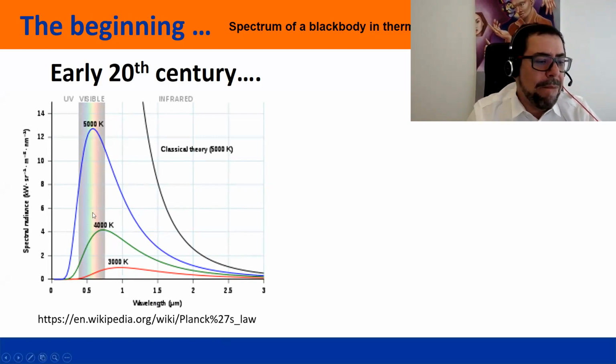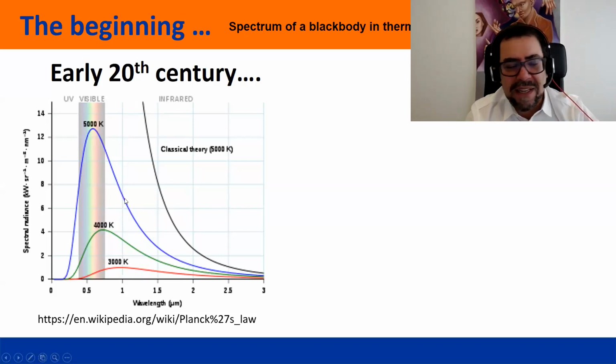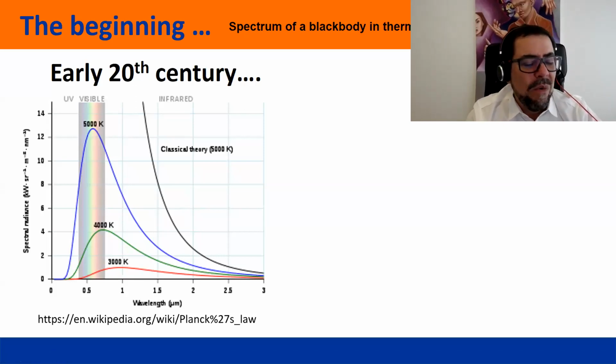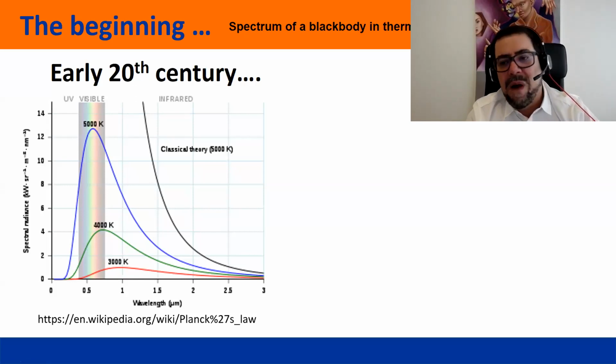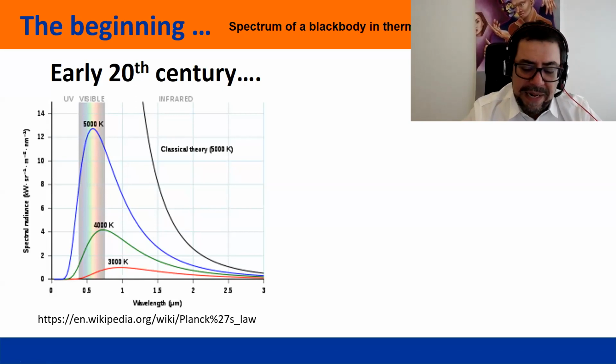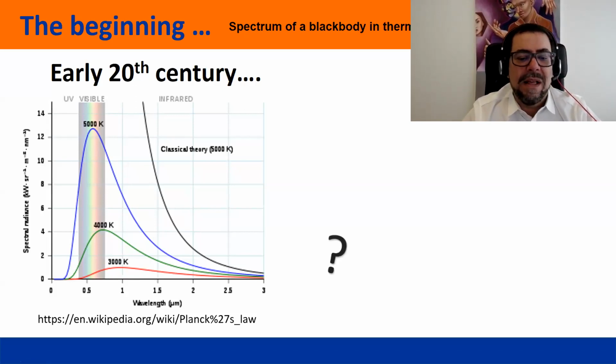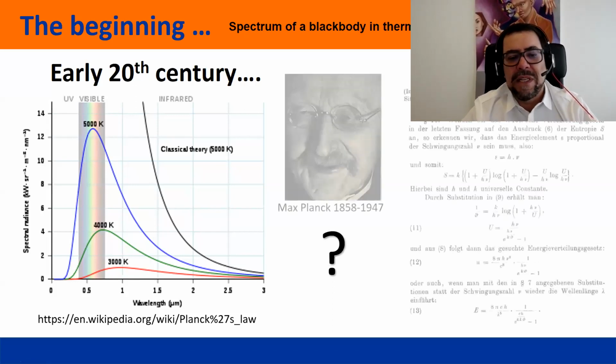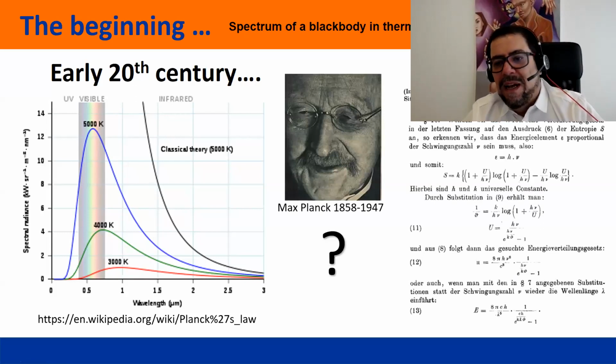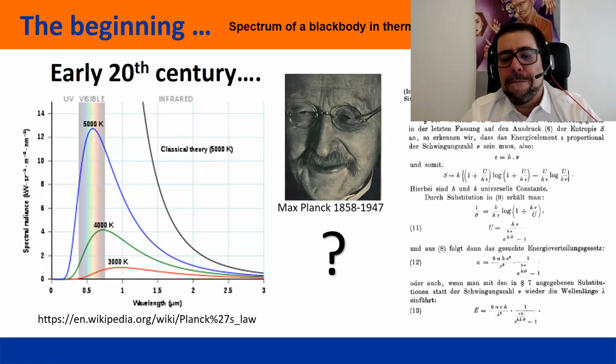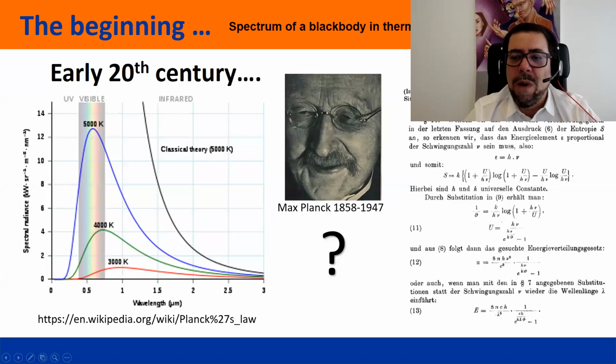And when people looked at this, they were flabbergasted. They could not understand why at short wavelengths, which means at higher energies, there was this huge deviation from what the classical theory predicted. Nobody knew. This was a mystery for a while until this gentleman, Max Planck, wrote this paper in 1901.